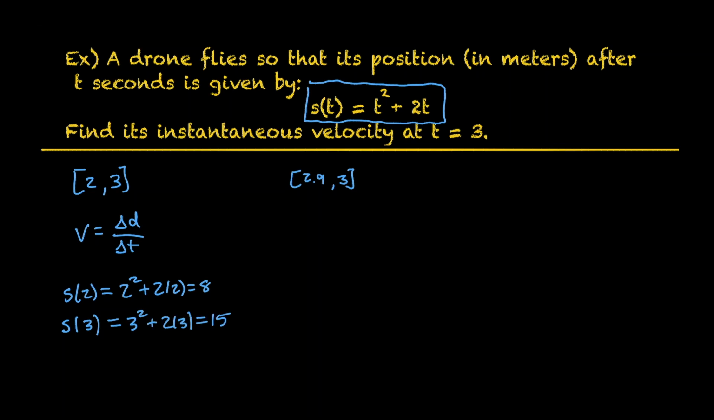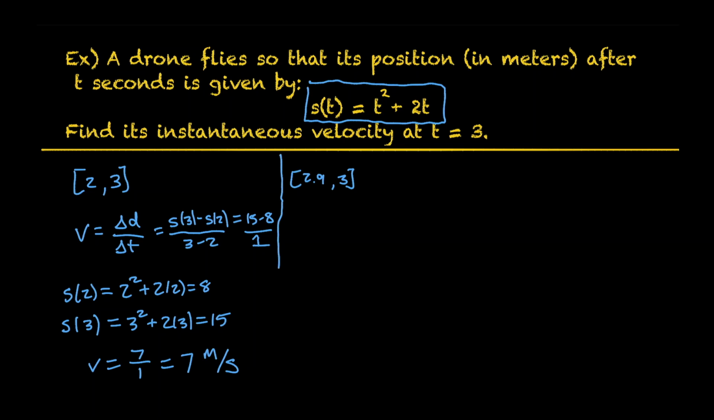So the change in distance here is S of 3 minus S of 2, or 15 minus 8. And the change in time is 3 minus 2, or 1. So overall, we get a velocity here of 15 minus 8, or 7, over 1, or just 7. And the units on this: the distance is measured in meters, and the time is measured in seconds, so meters per second. Now, on its own, this number 7 meters per second really doesn't tell us anything.